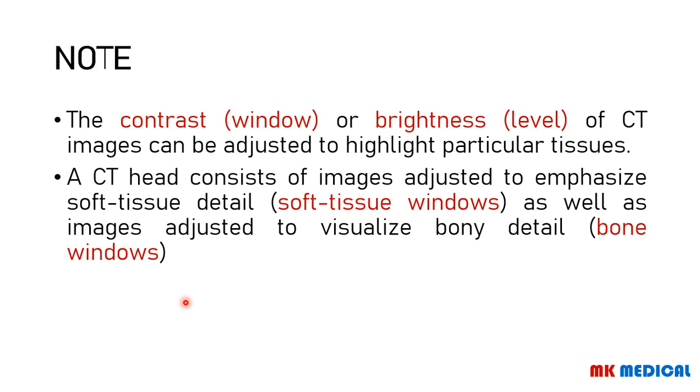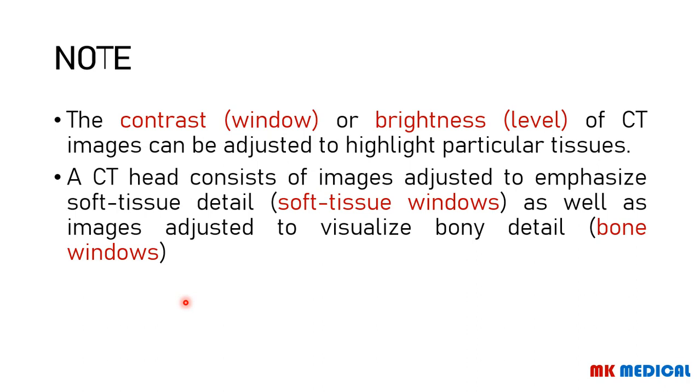The contrast or the brightness or the level of the CT scan can be adjusted to highlight particular tissues. For example, if you want to view the brain in a much more detailed manner, you can adjust the contrast or the brightness, which is what we call the window and the level respectively. I'll show you a picture of two CT scans taken at the same level but with different windows.